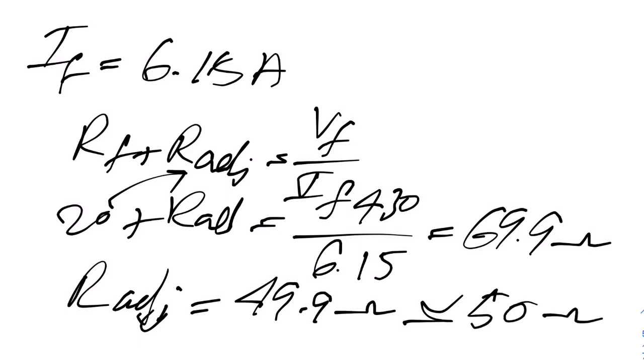Notice that for the same field current and load current, the generator with armature reaction had a lower output voltage than the generator without armature reaction. So this is the end of this example 9.